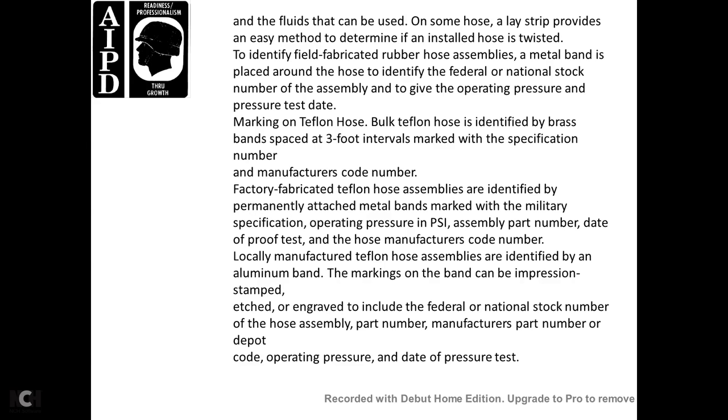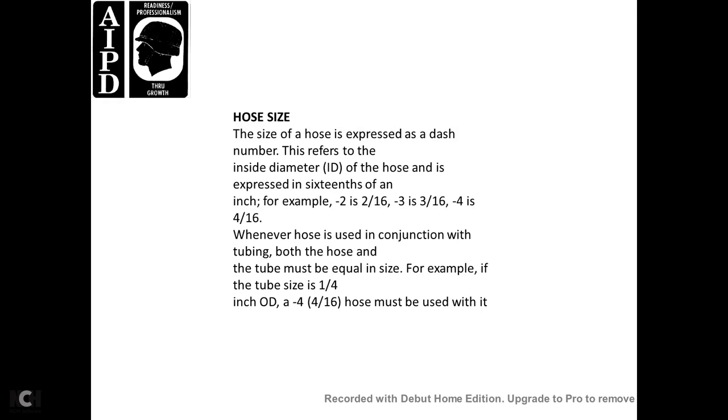The markings on the band can be impressed, stamped, etched, or engraved and include the federal national stock number of the hose and part number, the manufactured part, the depot code, operating pressure, and date of the pressure test. Hose size: the size of the hose is expressed as a dash number.